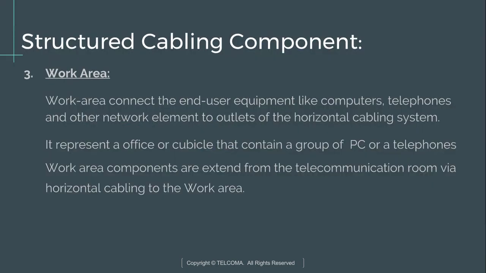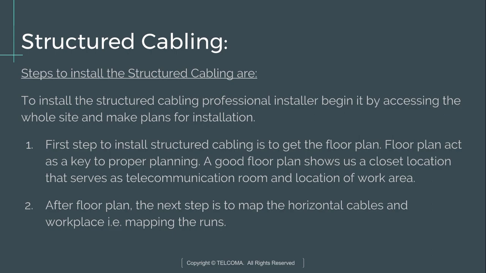The next is the work area. The work area connects end user equipment like computers, telephones and other network elements to the outlet of the horizontal cabling system. It represents an office or cubicle that contains a group of PCs or telephones. Work area components are extended from the telecommunication room via horizontal cables to the work area. Next, we will discuss the steps to install structured cabling.